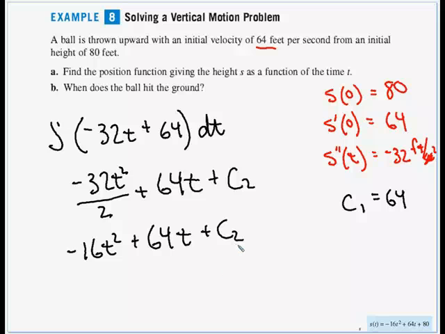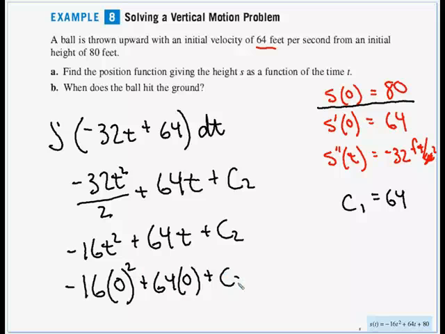So now we're going to use our initial height. We knew the initial height, s sub 0, was 80, so (0, 80) is a point on that graph. So again, if we go through this function we just found and plug in 0 for t in this equation, it's negative 16 times 0 squared plus 64 times 0 plus our constant c sub 2. We know our initial height was 80, so this is all equal to 80.